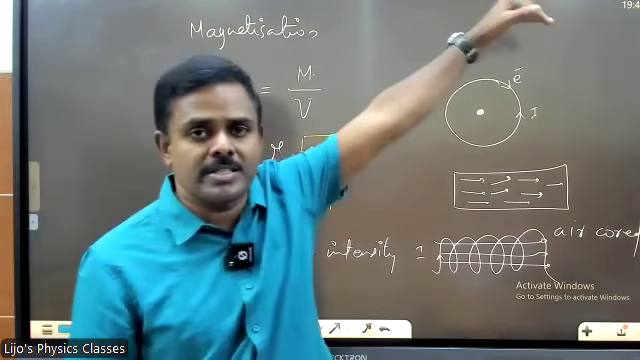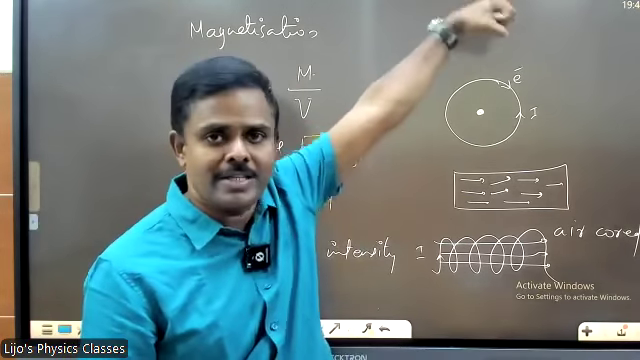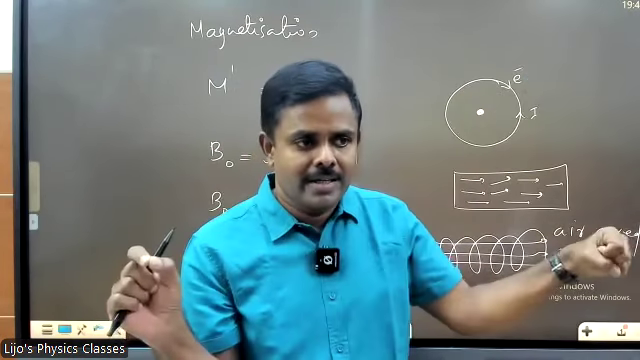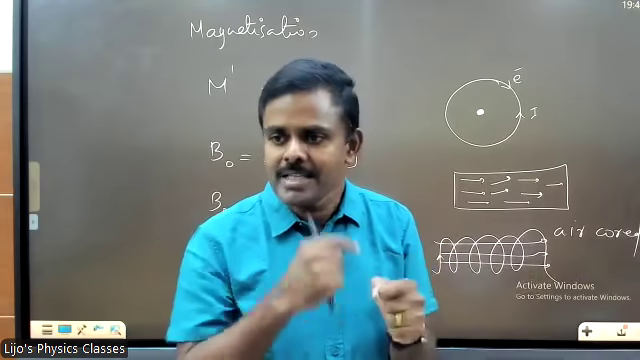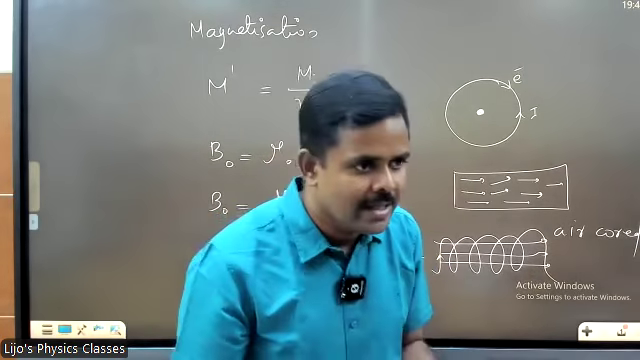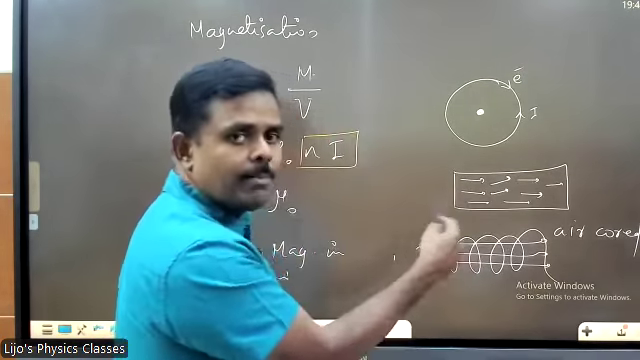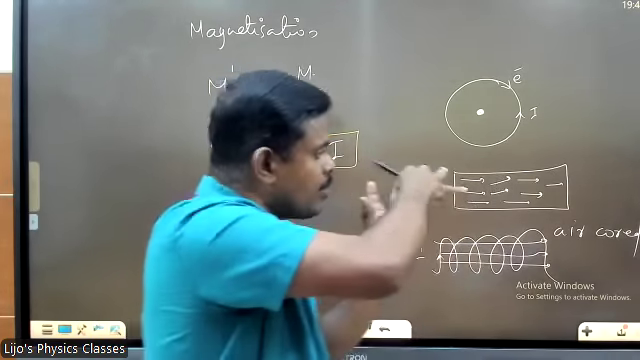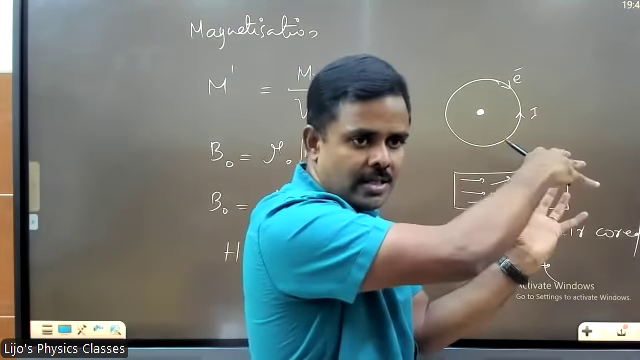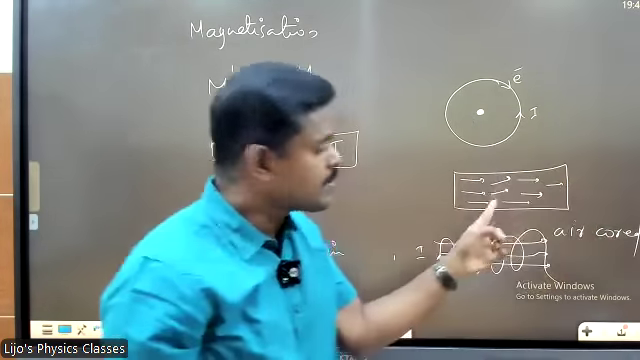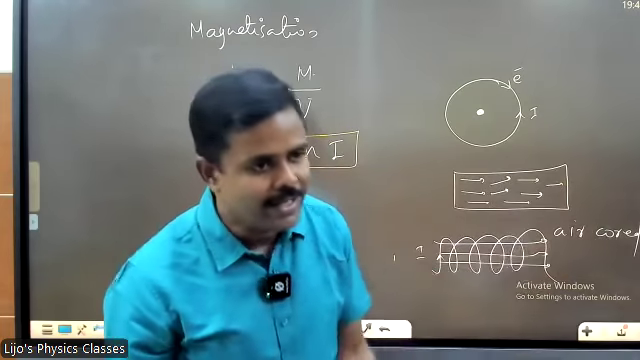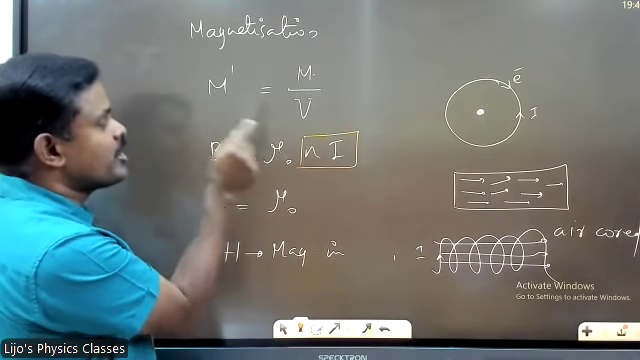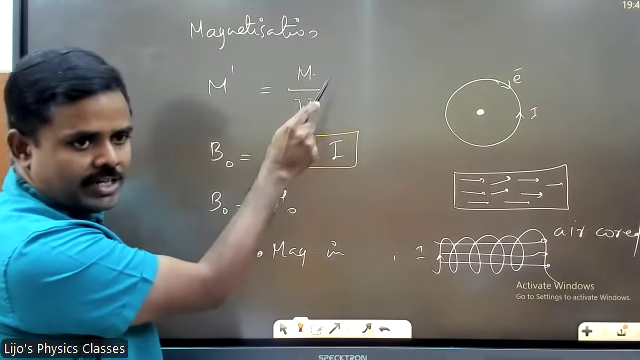I go back to the sequence one more time. First, every atom is equivalent to a magnet. It is called an atomic magnet. An atom has an atomic magnetic moment. And you take a substance, called a bulk material. In a bulk material, all the atoms are regularly arranged. If that is the case, this substance has a net magnetism. You take that dipole moment and divide it by volume. What you get is called magnetization.